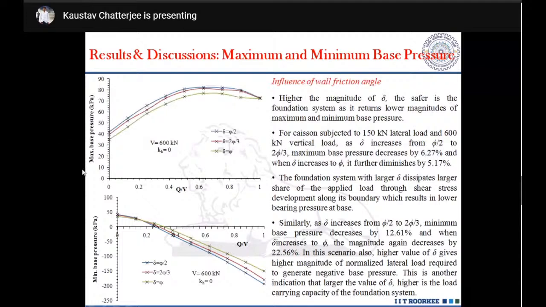Similarly, if we see the wall friction angle conditions, we have seen that the higher the magnitude of delta, as I explained, the safer is the foundation system, since it returns lower magnitude of maximum and minimum base pressure. If we increase the lateral load from 150 kN to 600 kN, as delta increases from 5 by 2 to 5 by 3, the maximum base pressure decreases by 6.27% and the minimum by 5.17%. The foundation system with larger delta dissipates a larger share of the applied load through shear stress development along its boundary, resulting in lower bearing pressure.